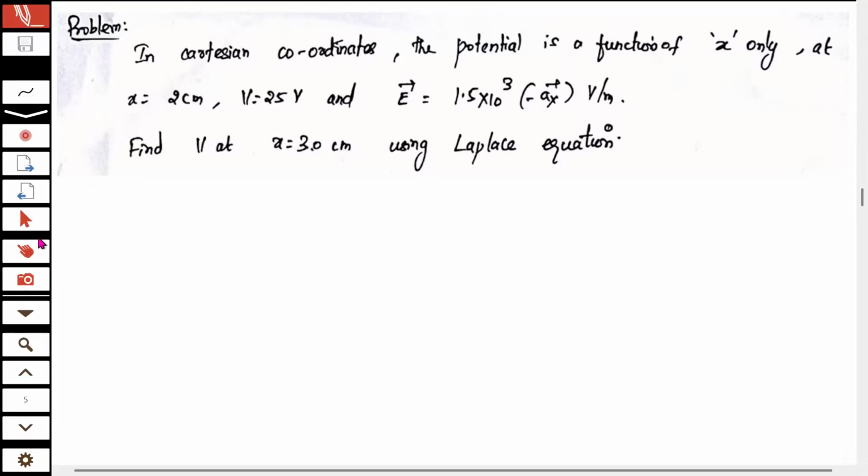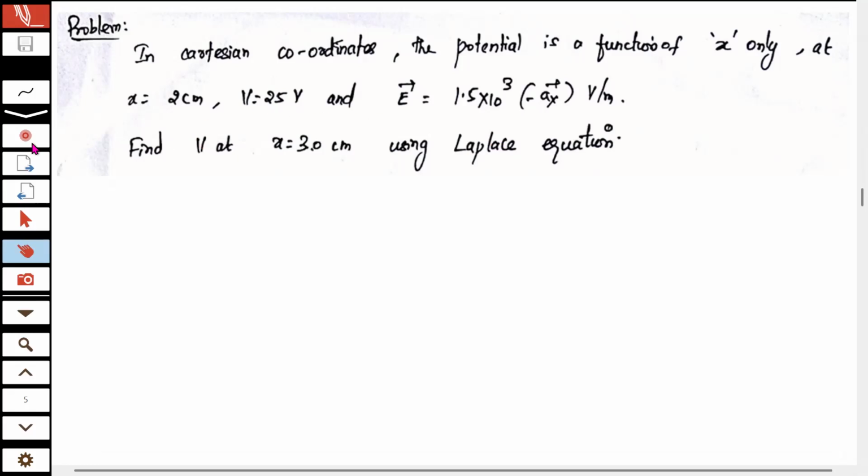Hello everyone. In this video, we'll be solving the numerical problem in Cartesian coordinate system for boundary value problems based on Laplace equations. The question says in Cartesian coordinates, the potential is a function of only x and the boundary conditions are given. First boundary condition is at x = 2 centimeter, voltage is 25 volt, and at x = 2 centimeter, electric field intensity is given, which is minus 1.5 into 10 power 3 volt per meter. We are asked to find voltage at 3 centimeters using Laplace equation.